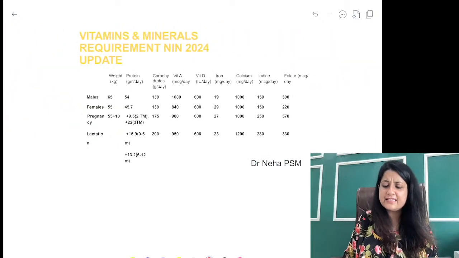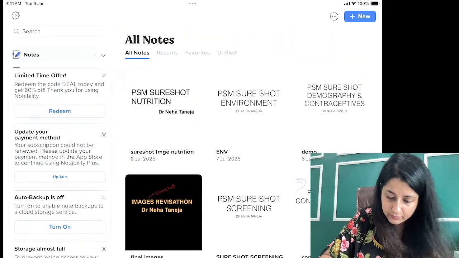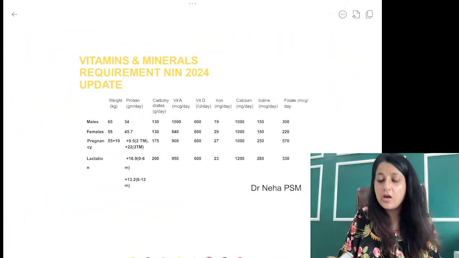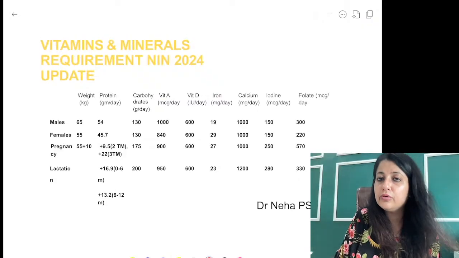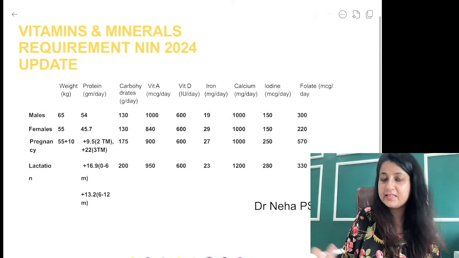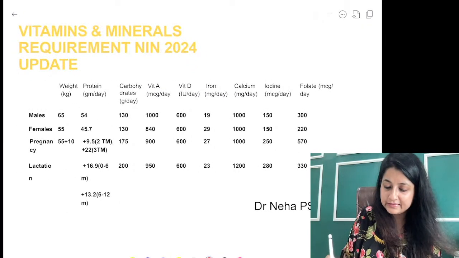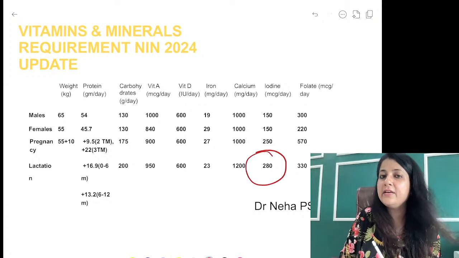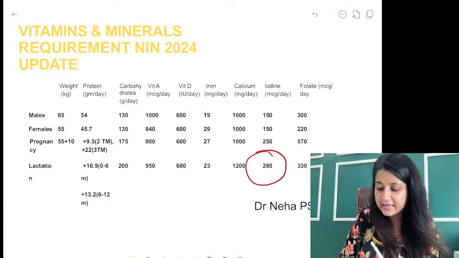Yes, of course. Very good. We just discussed that cutoff. There is a slight problem for a second. Alright, this chart all of you will go through. If you have time right now, squeeze in some time. This one I want all of you to know. Iodine 280 in lactation, guys.